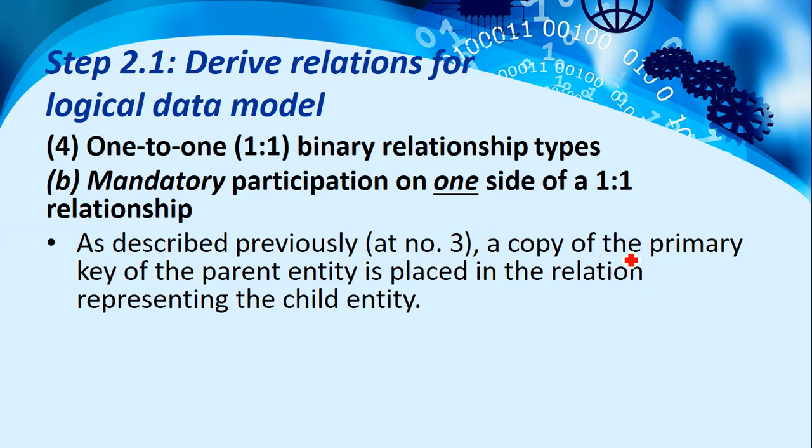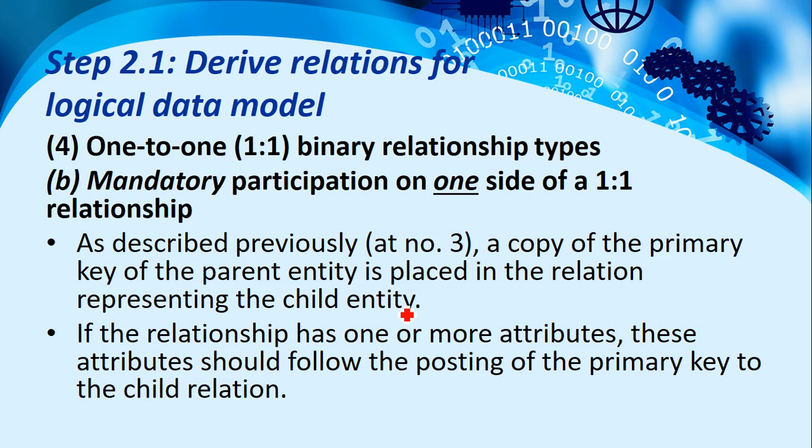So a copy of the primary key, ayun, inulit ko lang yung sinabi ko kanina. A copy of the primary key of the parent entity is placed in the relation representing the child entity. And if the relationship has one or more attributes, these attributes should follow the posting of the primary key to the child entity. So, this is just pretty much the same as itong dalawa na discuss dito. Kung ano yung ginawa natin sa one to many sa number 3, no? It's the same goes with the mandatory participation on one side.